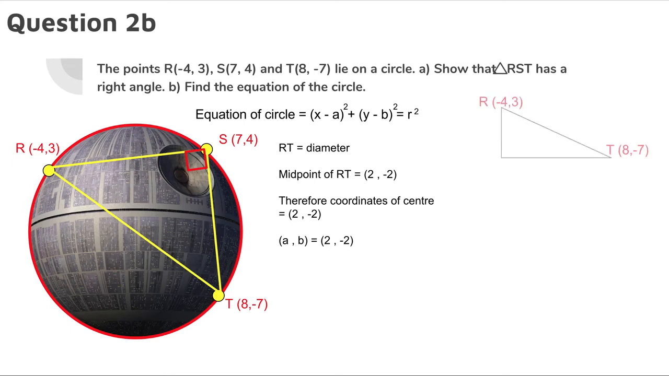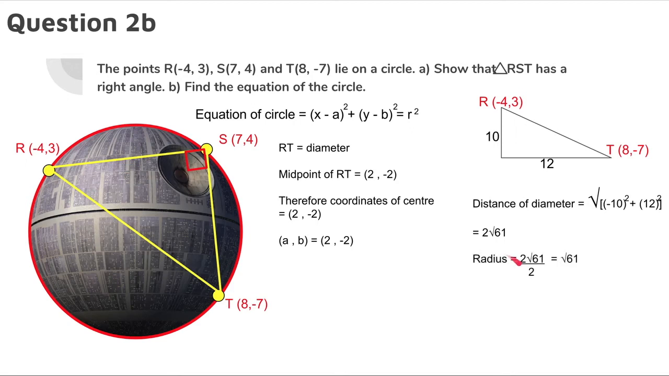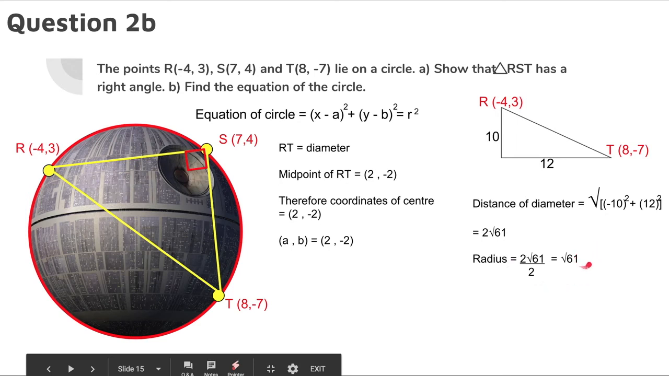Now finding the radius. So Pythagoras. The difference in y is 10, the difference in x is 12. The square root of 10 squared plus 12 squared, no matter if it's negative or positive, because it's going to give you a positive square number either way, because all square numbers are positive. You get the value 2 root 61. Remember to halve it, because that is a diameter, not the radius. I have made this mistake so many times. You have to halve it to get the radius. The radius is root 61.